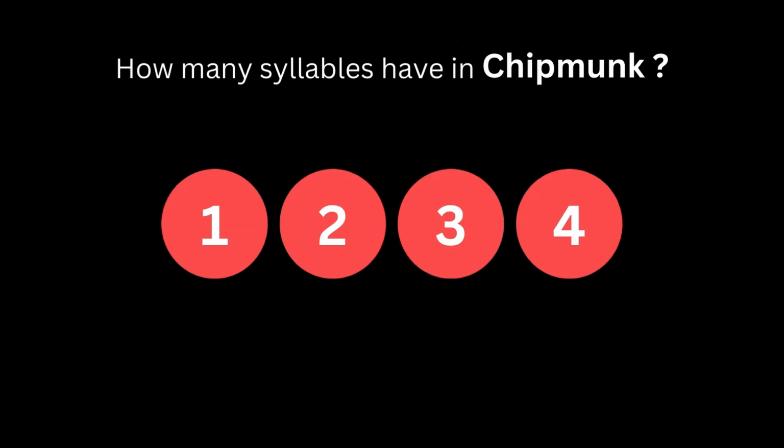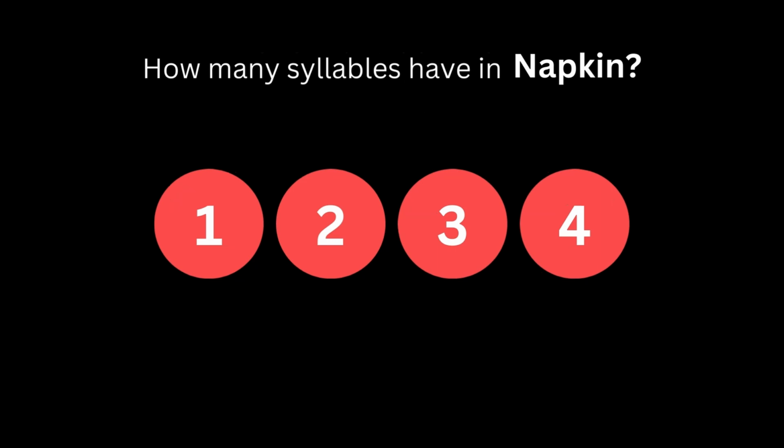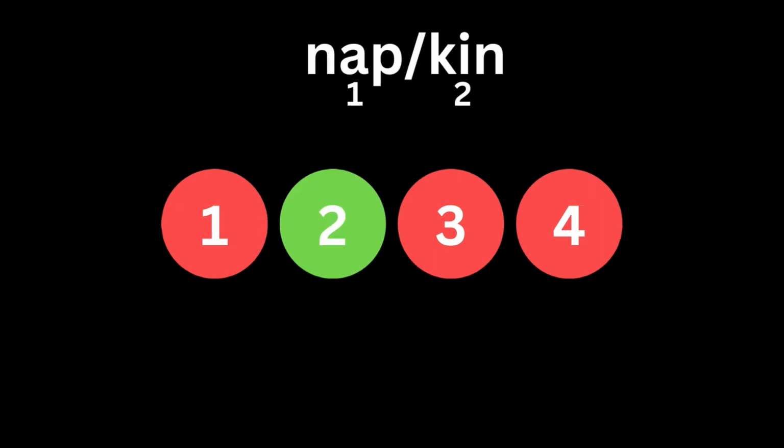How many syllables are in chipmunk? Chip, munk. There are two syllables in chipmunk. How many syllables are in napkin? Nap, kin. There are two syllables in napkin.